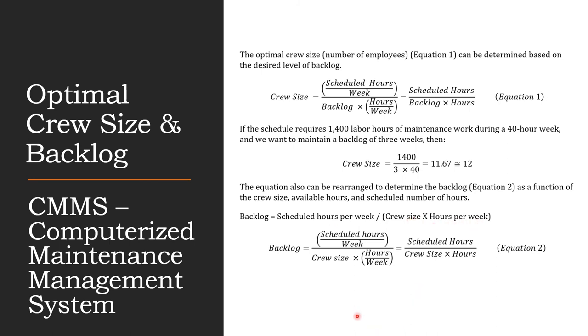So backlog is equal to, put it in a systematic equation right there, schedule hours divided by crew size times hours per week. Schedule hours per week is your work time for the maintenance work, the required hours to do that maintenance work. This is regular hours per week for business operation hours. Then you would get backlog, which is the unfinished work, the time taken to finish the work. You can calculate it this way.